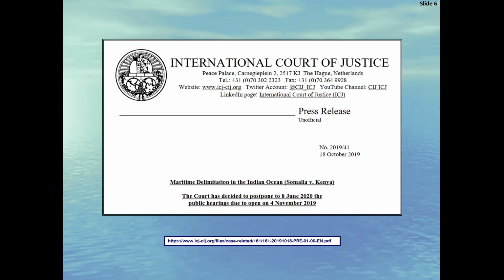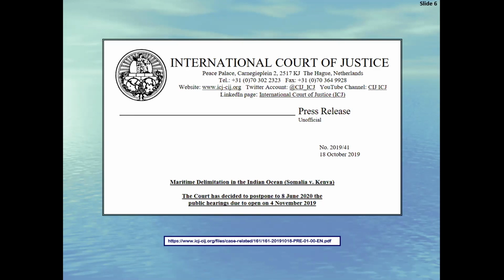We do know that the trigger for the case was, according to Somalia, Kenya's granting of commercial oil concessions in the area of overlapping claims. So that's the background. Now over to Rob Vanderpool.